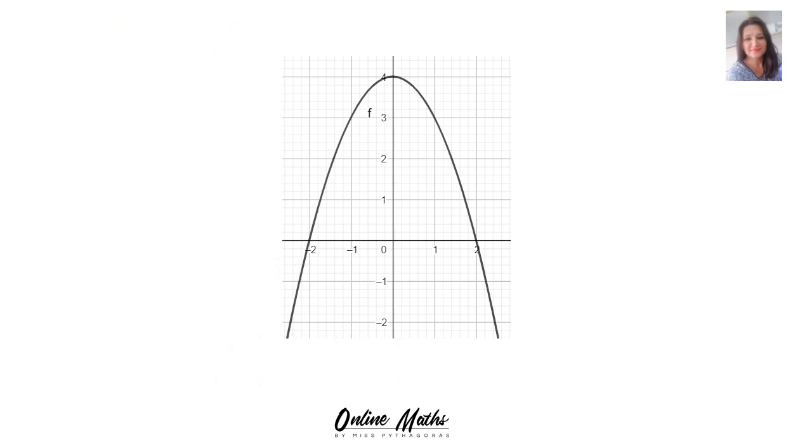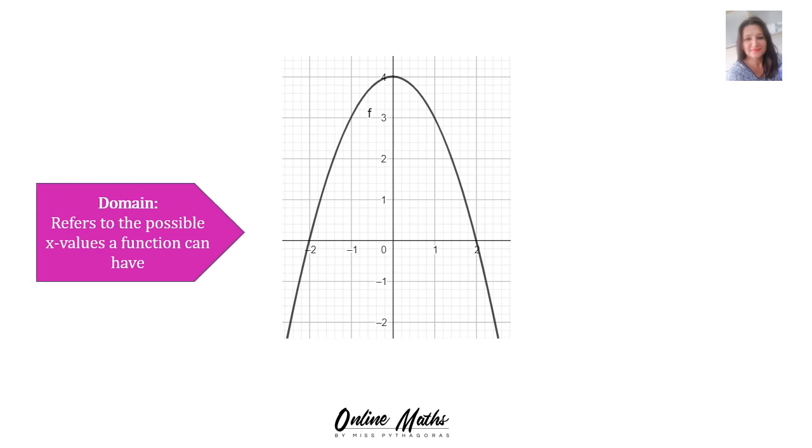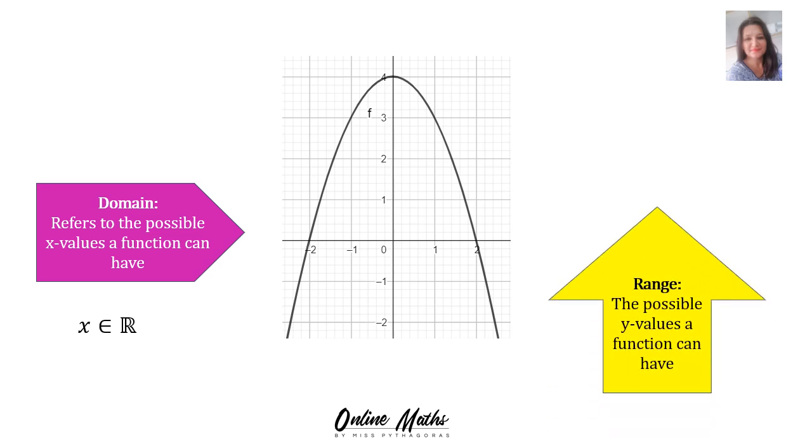Now I want to discuss the domain and range of a function. The domain refers to the possible x values a function can have. And if you look at this parabola, it's all the x values, and the way we write it is x is an element of the real numbers. The range is the possible y values a function can have.